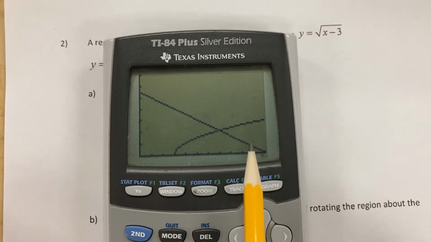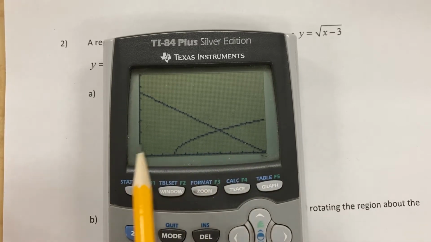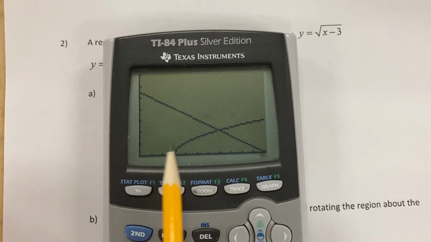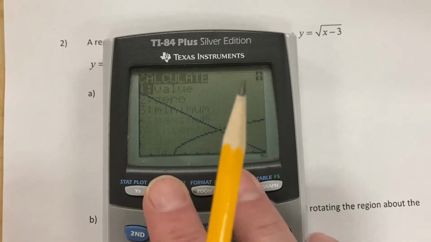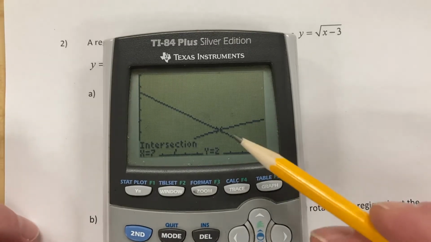But since I know what the other questions are going to ask me to do anyway, I'm going to flip them and write them in terms of y. I'm just going to do top or right function minus left function, from bottom to top. So first off, let's find out where they intersect. If I hit enter, enter, enter on the intersect, I get 7, 2.